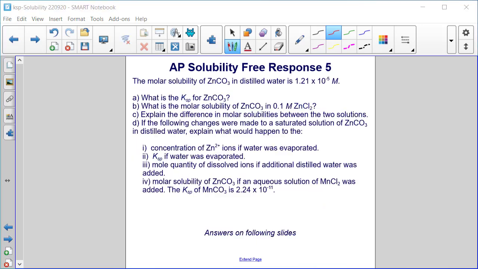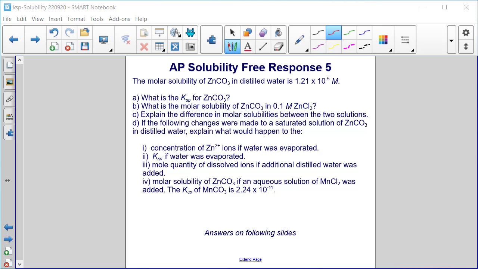AP solubility free response 5. The molar solubility of zinc carbonate in distilled water is 1.21 times 10 to the minus 5 molar. A, what is the Ksp for zinc carbonate? B, what is the molar solubility of zinc carbonate in 0.1 molar zinc chloride? C, explain the difference in molar solubilities between the two solutions.